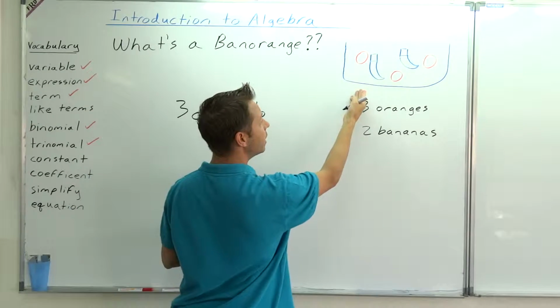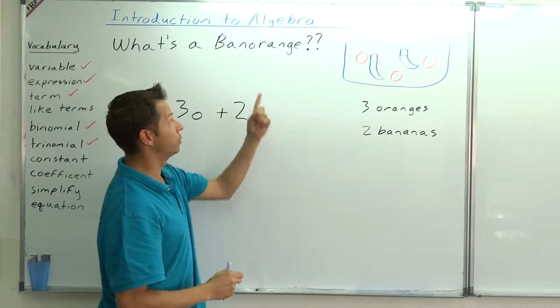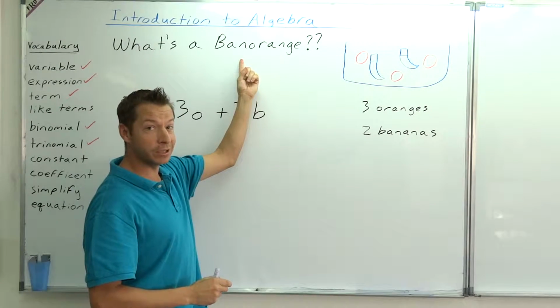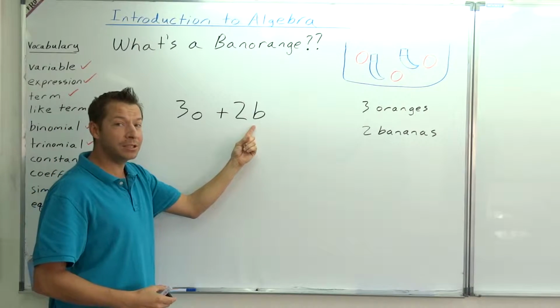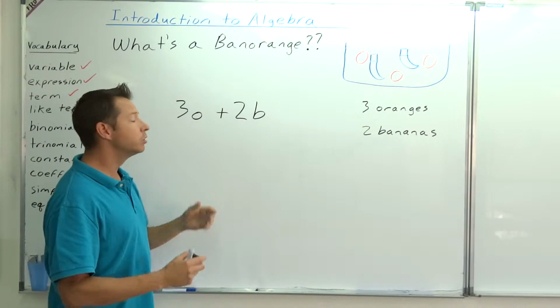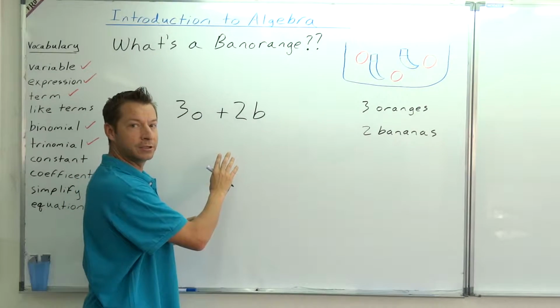Just like we would never say, in this basket, we've got a total of 5 Banoranges. Banoranges don't exist. The same is true in the algebra world. I can't put O's and B's together because they're not the same. So I can't do anything with this expression further as far as simplifying is concerned.